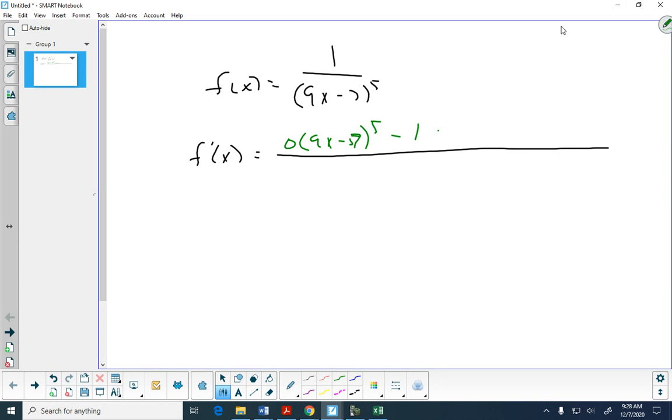So if we use our chain rule, Dylan, what do we have here using our chain rule? 5 (9x minus 7) to the 4th, times 9. Times the value of 9. And then this is over our bottom squared.